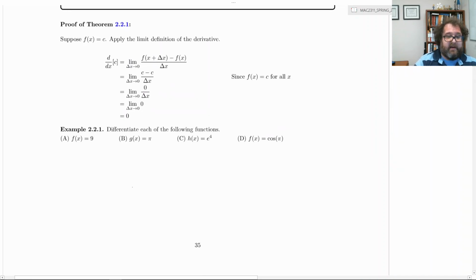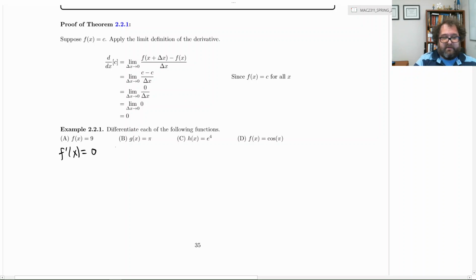Okay, so here we have f of x equals 9. Clearly, f prime is 0 because 9 is a constant. If you think about the graph, it is a horizontal line with a y-intercept of 9. The slope everywhere is 0.